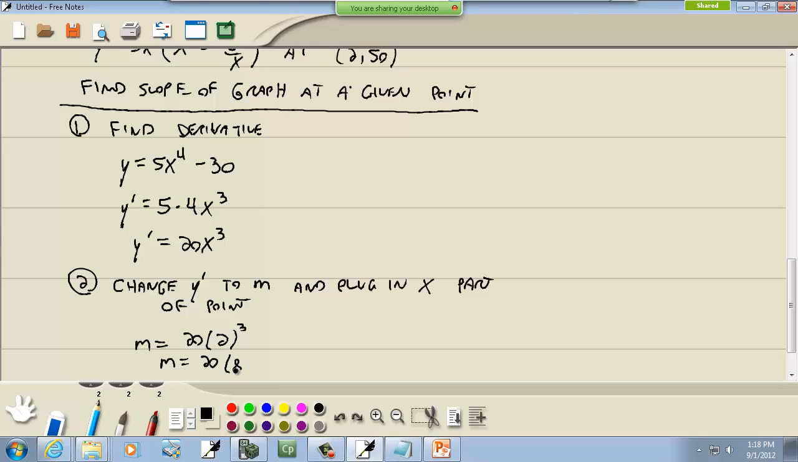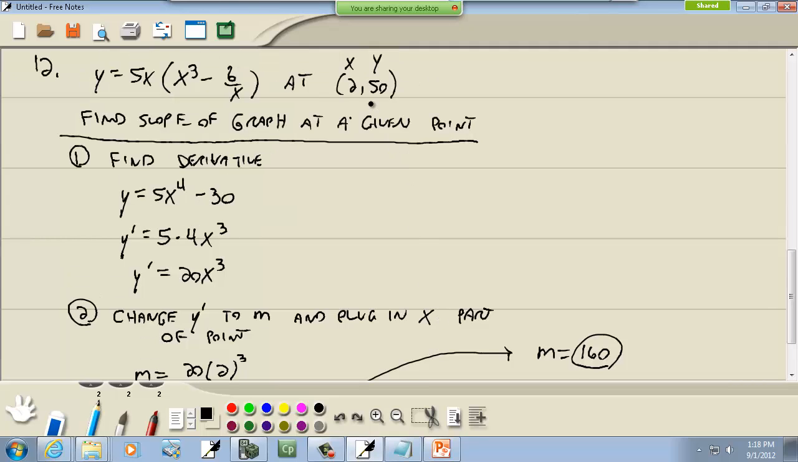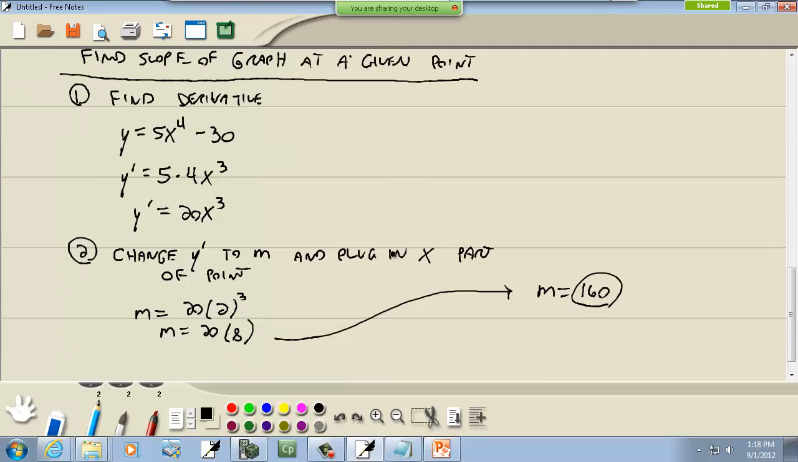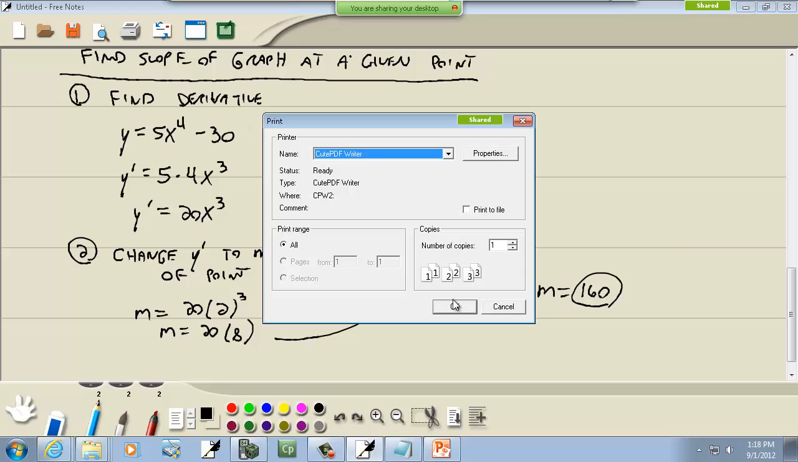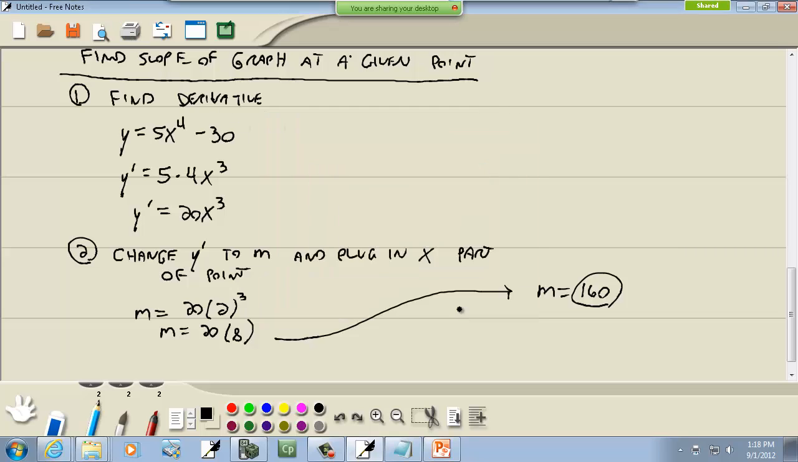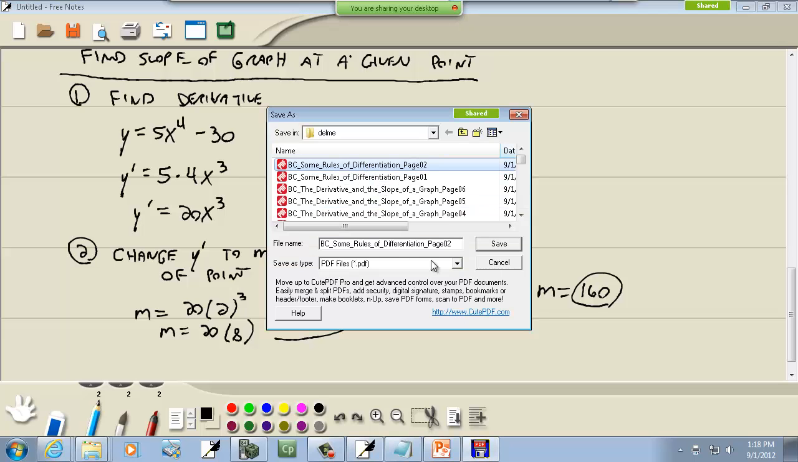Well, 2 to the third is 8, so that gives us m is equal to 160. That would be the slope of our graph at that given point. Pretty big slope, but that's our answer. Let me save that. There we go.